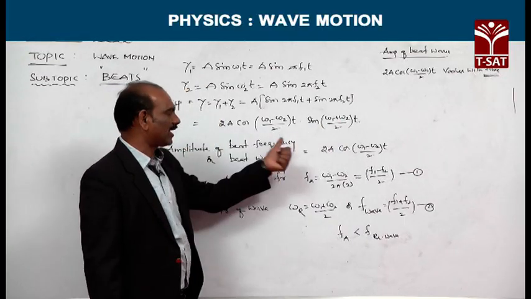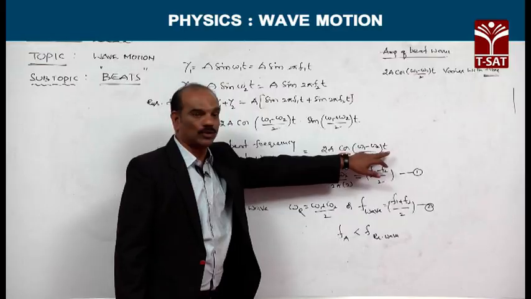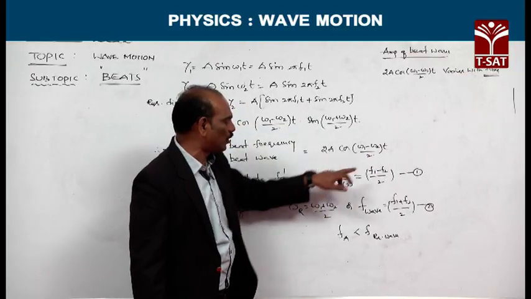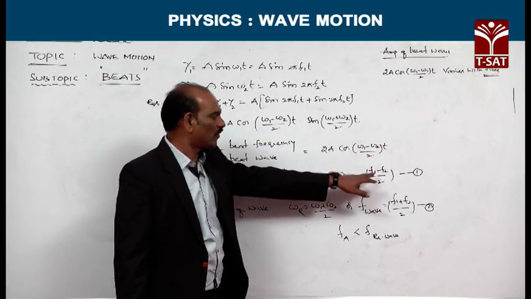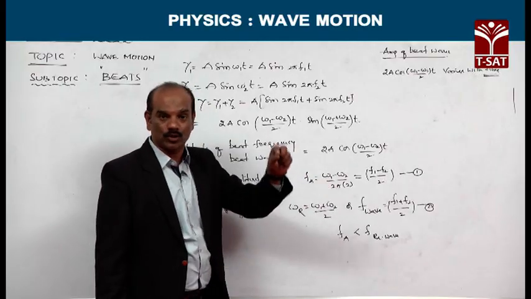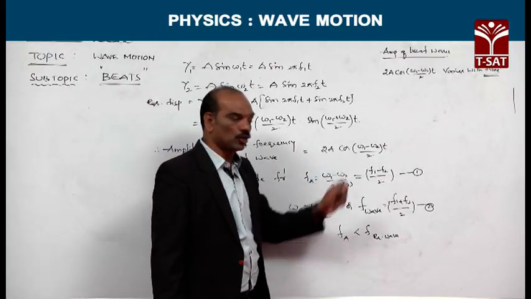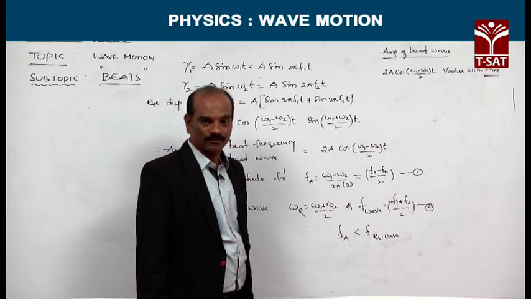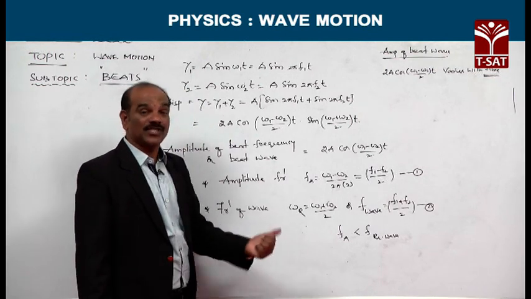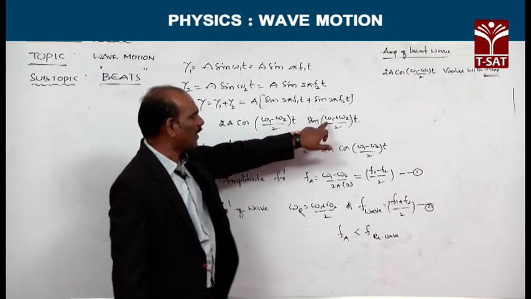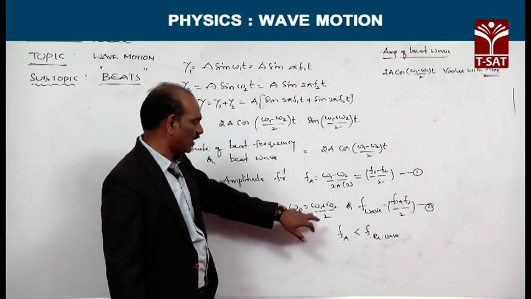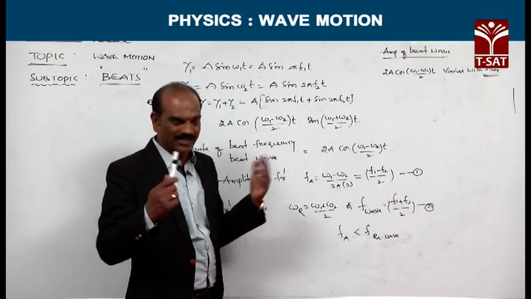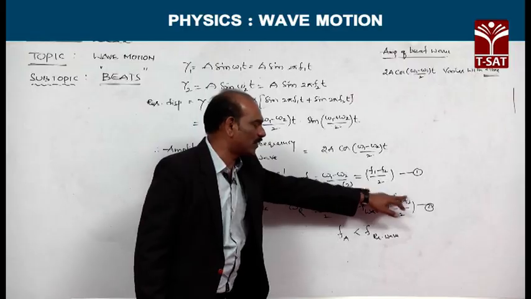So the amplitude of the beat wave is 2a cos((omega1 - omega2)/2 t). Here the amplitude frequency is (omega1 - omega2)/2. In terms of frequencies, omega1 can be replaced by 2 pi f1 and omega2 by 2 pi f2, so the amplitude frequency is (f1 - f2)/2. Now the frequency of the beat wave is (omega1 + omega2)/2. Replacing omega1 by 2 pi f1 and omega2 by 2 pi f2, the frequency of the beat wave is (f1 + f2)/2.